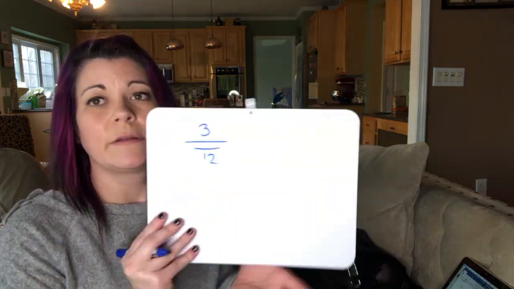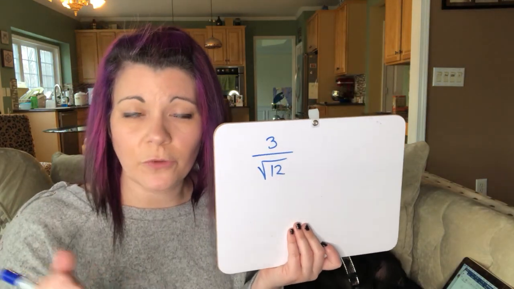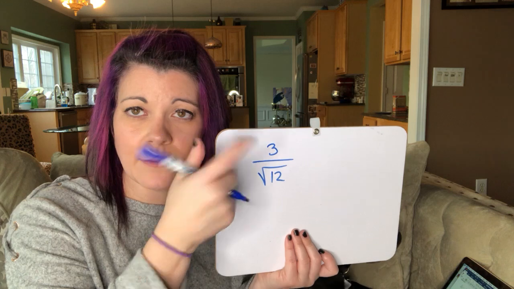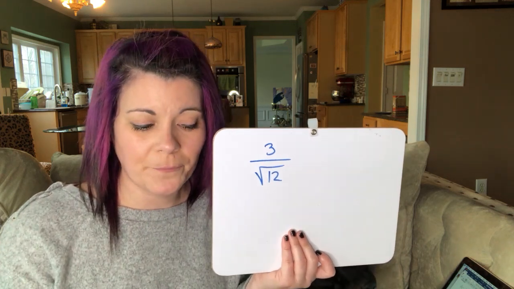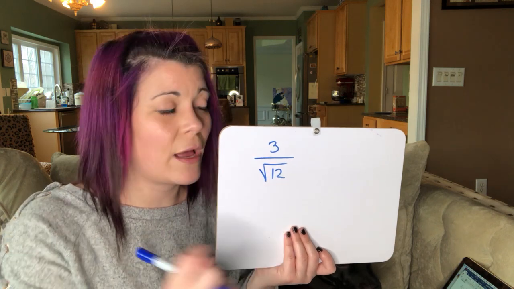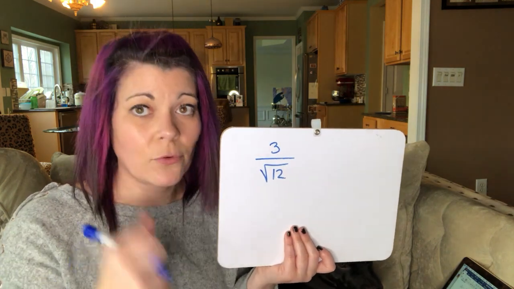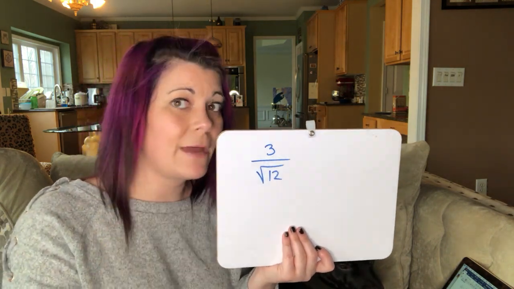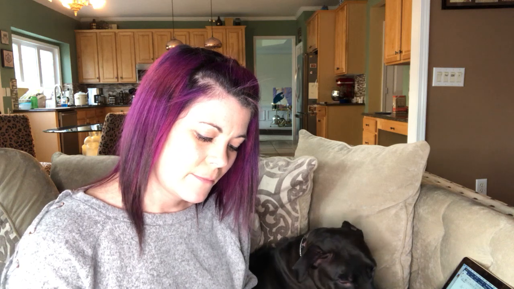Okay, let's do another example. 3 divided by the square root of 12. Now, although 3 and 12 will reduce, we cannot combine these because one's outside the radical, one's inside the radical. So we need to simplify this by taking 12 out of the radical, because we can't have a radical in our denominator. Remember how we do that? We just did it in our example before. We're going to multiply both the numerator and the denominator by the square root of 12.